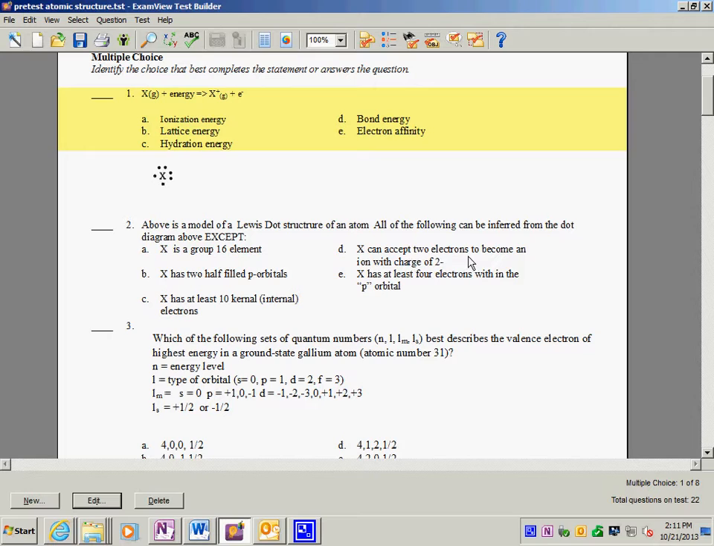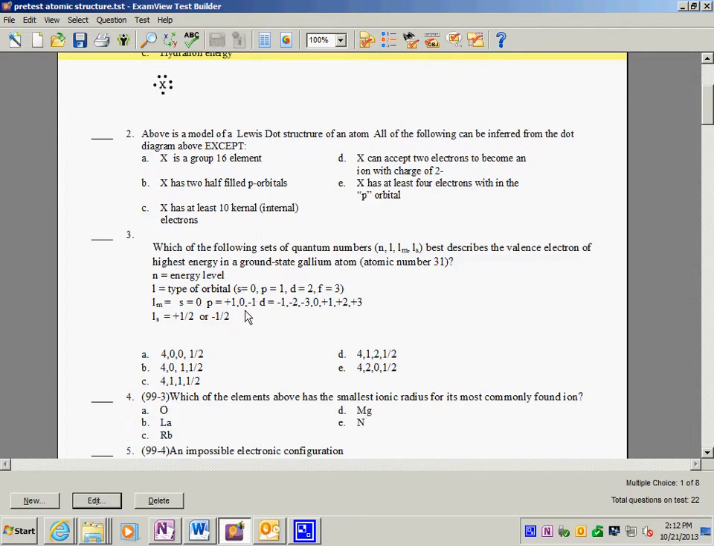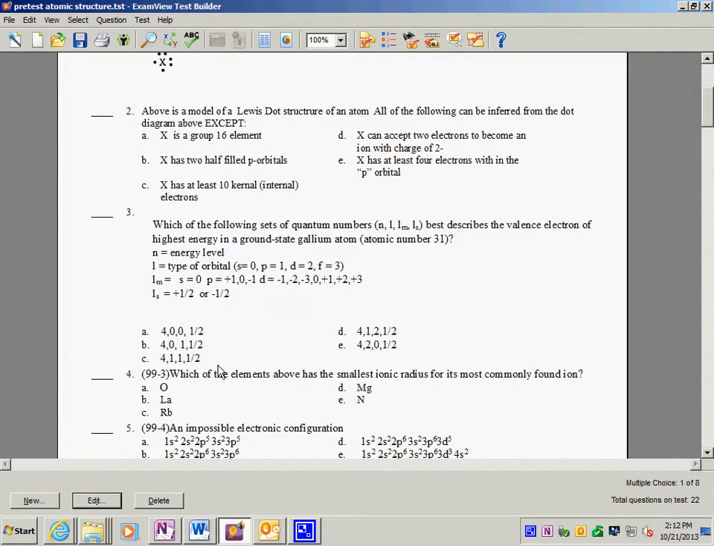Can accept 2 electrons to become an ion of -2. That's true for that family. Has at least 4 electrons within the p orbital. That's these 4 here. And this is the one that is incorrect. Has 4 internal electrons. Number 3, the answer is going to be letter C.